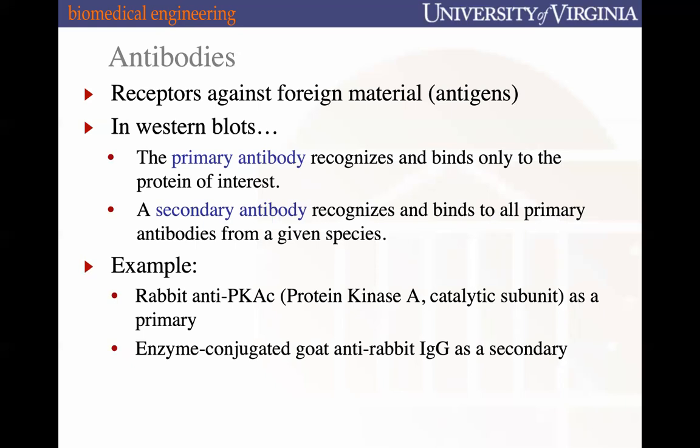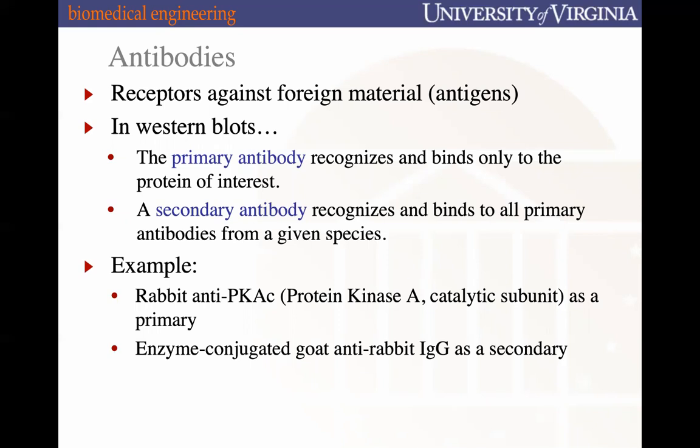And so in Western blotting, primary antibodies bind only to the antigen or protein of interest. For secondary antibodies, the antigen, in this case, is the Fc portion of the primary antibody. So for example, the primary antibody that we used was raised in rabbits. And so it's a rabbit antibody, and it recognizes the catalytic subunit of PKA.